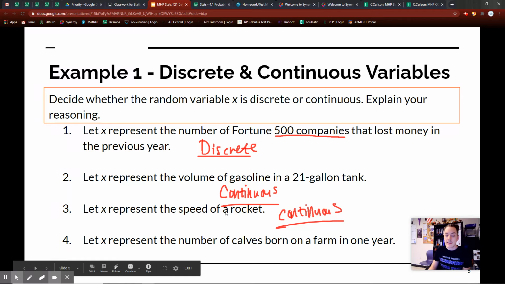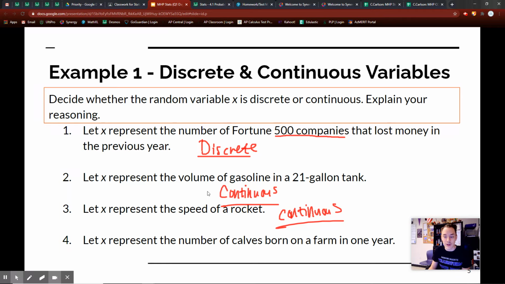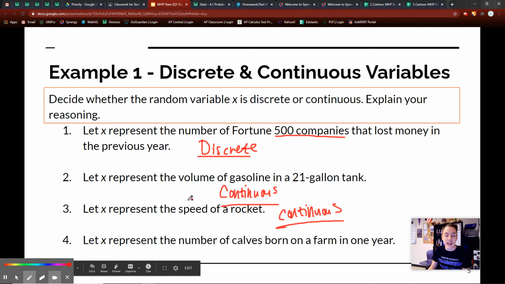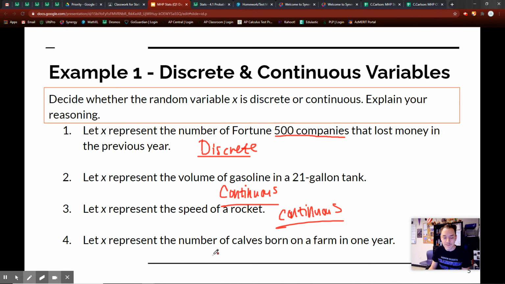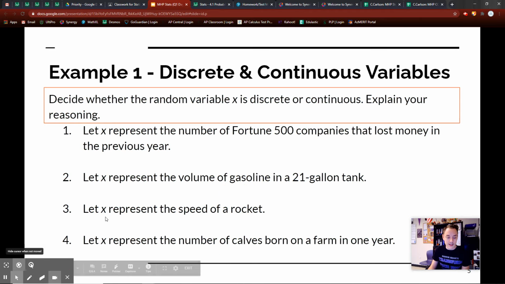Let X represent the number of calves born on the farm, or number of chickens on Wilpink's farm, or number of pigs that she just loves having on her farm. That's going to be what we call discrete, because you can't have 6.5 pigs. You can't have 6.5 calves. I mean, you can, but then it would be on probably your dinner table and not your actual farm, right? So it's going to be discrete. Awesome. Let's move on here.